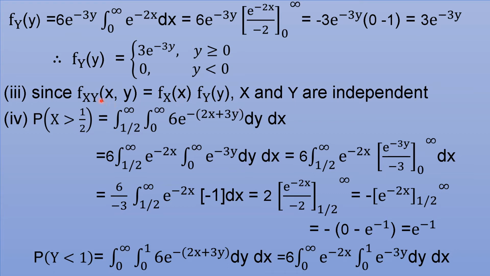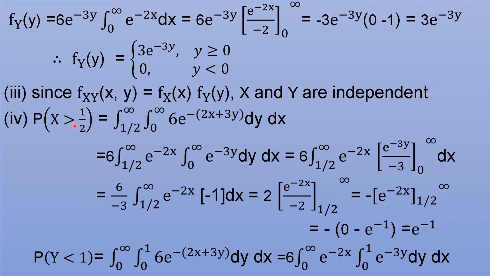Now you can see the definition of fxy of x comma y. It is same as a, that is 6, into e power minus of 2x plus 3y for x greater than or equal to 0, y greater than or equal to 0. Same as this. And it is 0 for x less than 0 or y less than 0. Same as this. So both are same. The joint probability density function fxy of x comma y is same as the product of the marginal probability density functions fx of x into fy of y. Therefore x and y are independent.